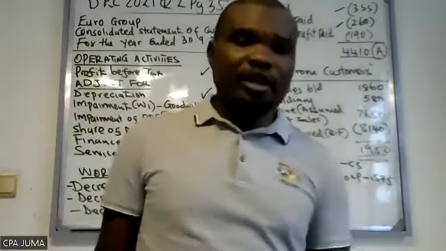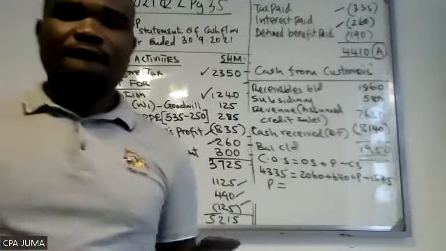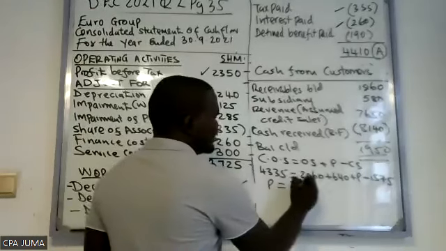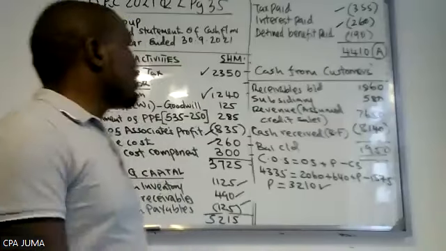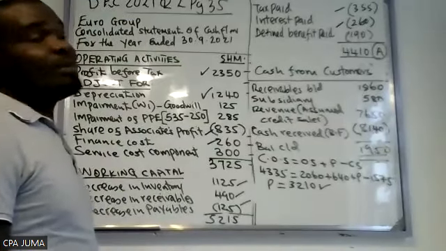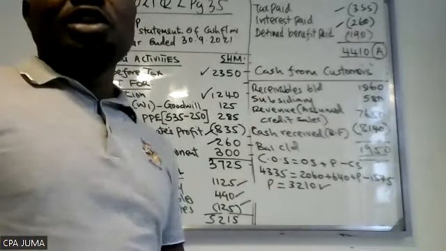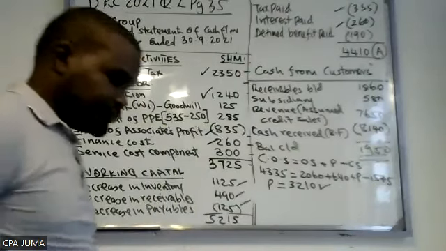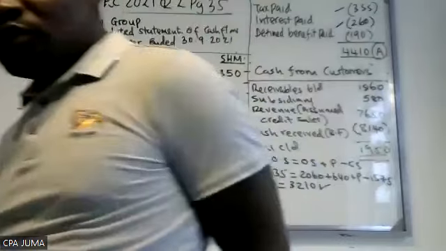Are you getting 3210? Are you getting 3210? Yes, 3210. That is the purchases. From there, we get cash paid to suppliers. I want to delete this. So cash to suppliers.